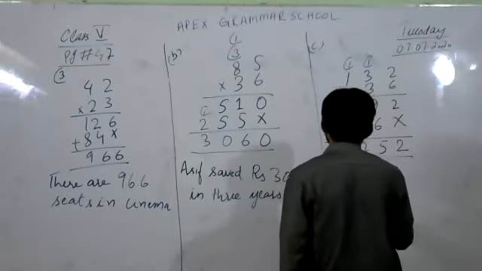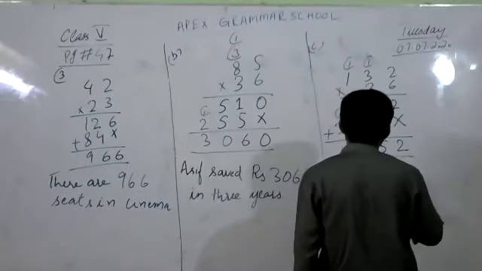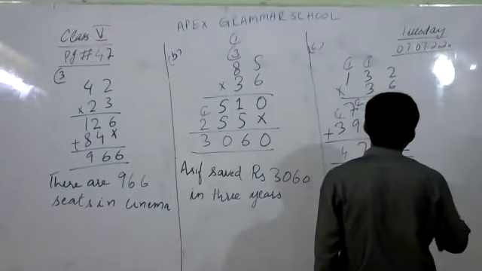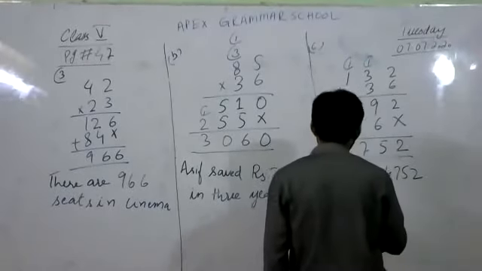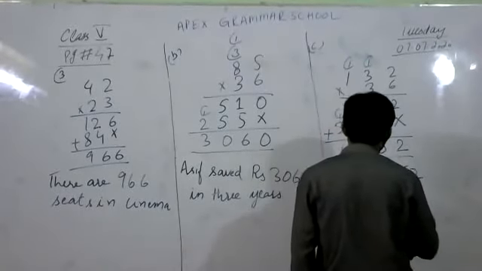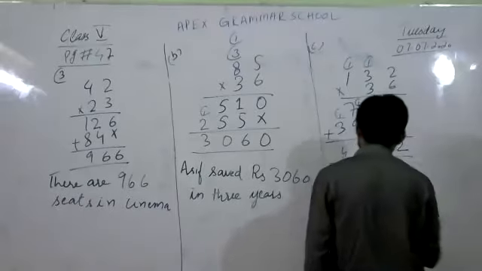There are 4752 questions in the math book.